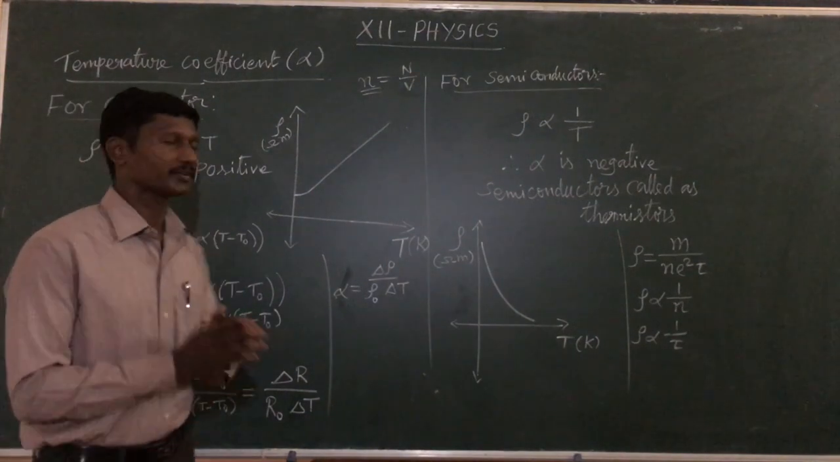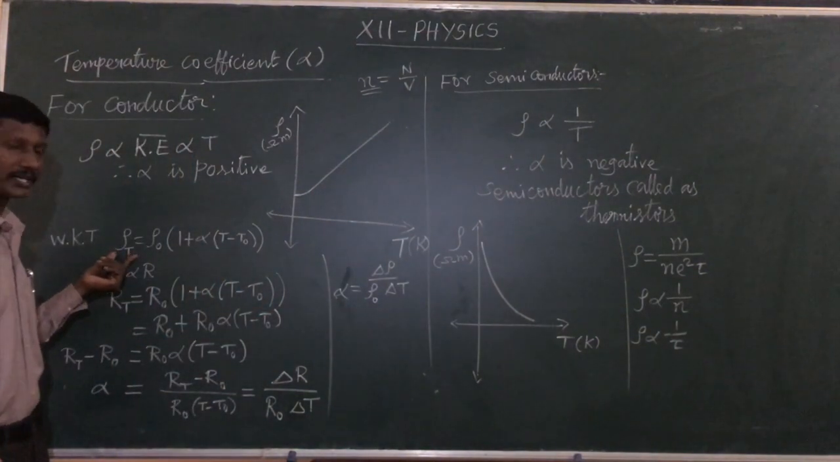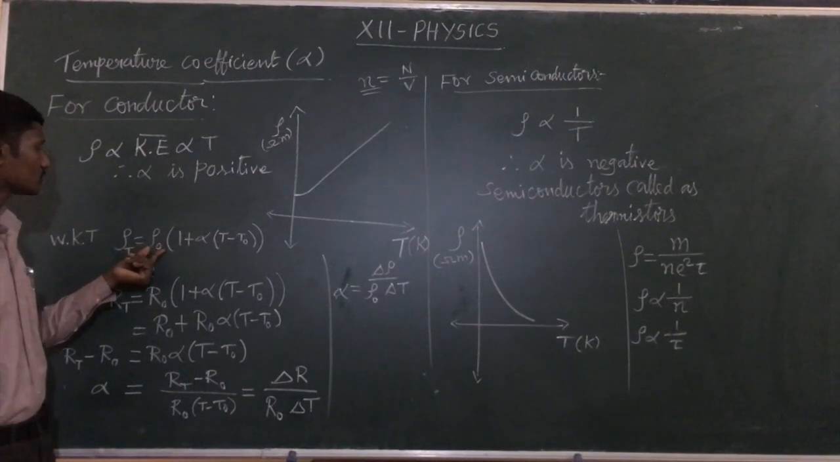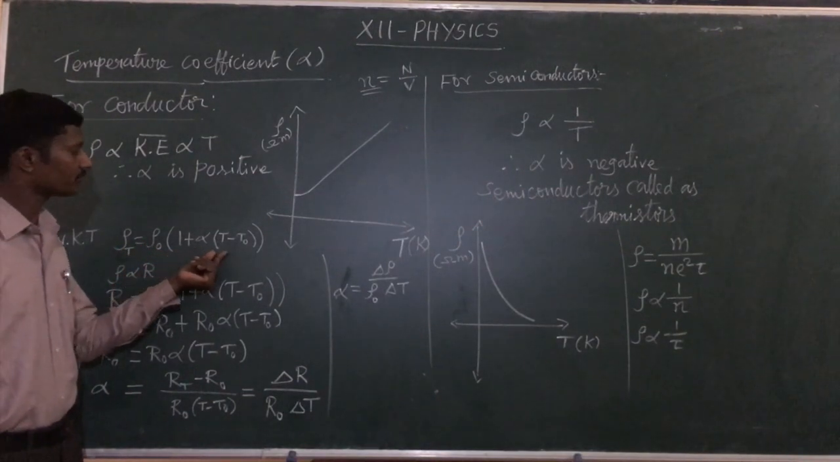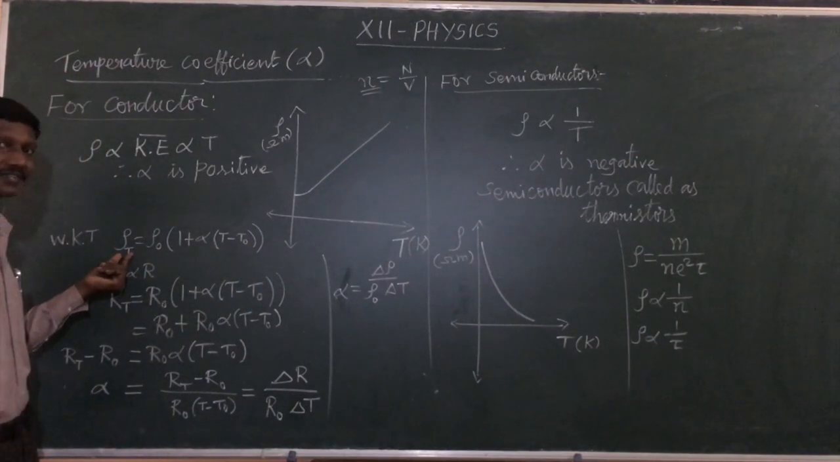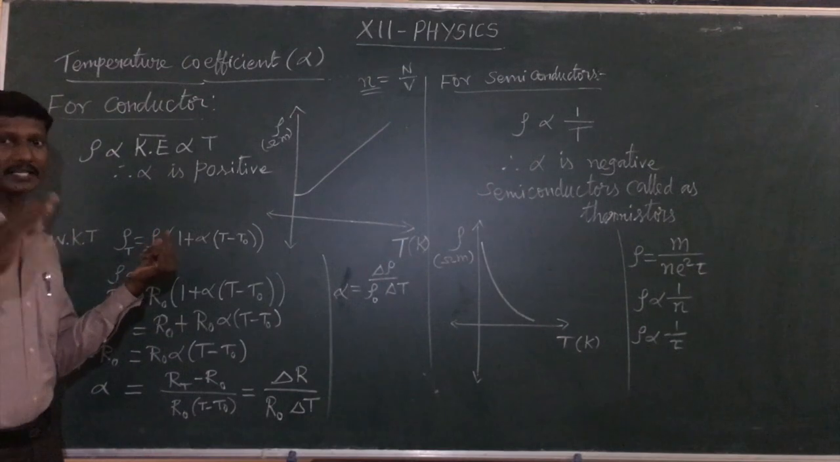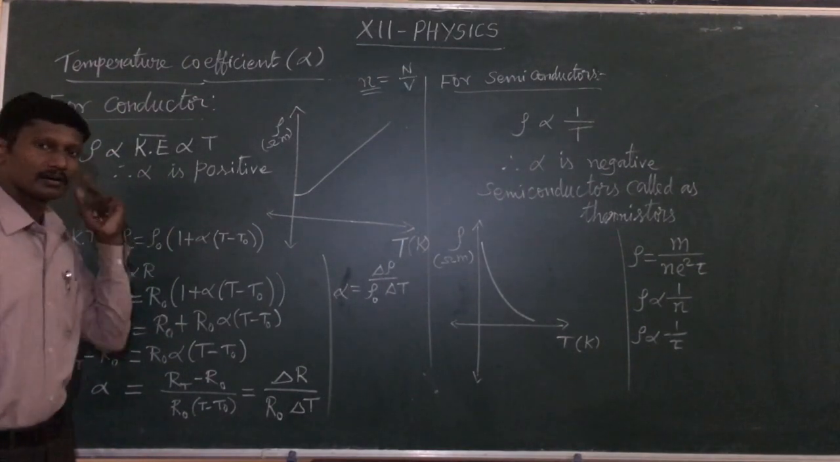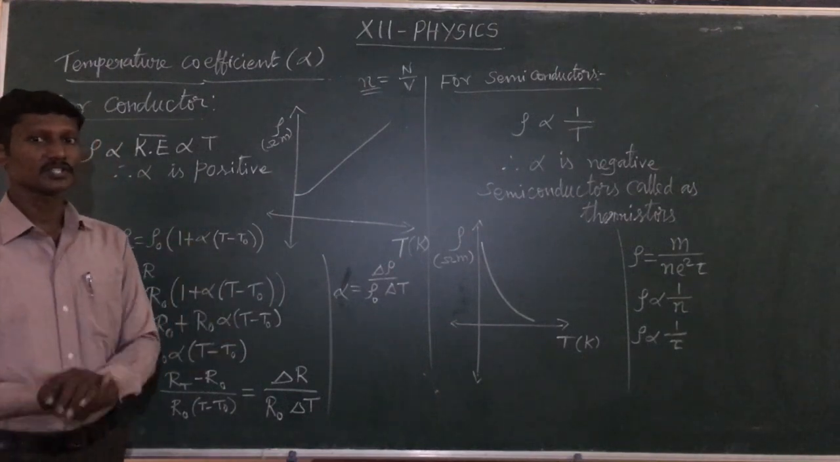The resistivity formula: at temperature T, the resistivity rho T is equal to rho 0 into 1 plus alpha into (T minus T0). This is the resistivity at T degree Celsius or T temperature. Then rho 0 is the resistivity at 0 Kelvin.